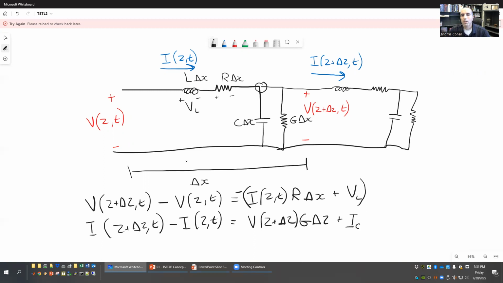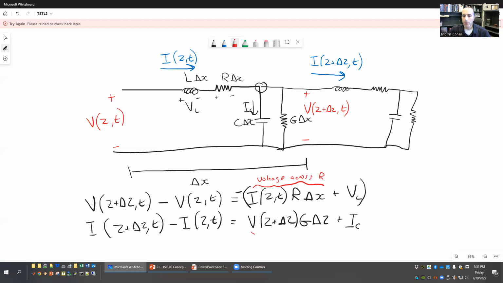So there is a current right here that's in this capacitor, and I'm going to define that as this I little c. All right. Let me just remind you a couple of things here. This branch right here, this I R delta Z, this is the voltage across R.